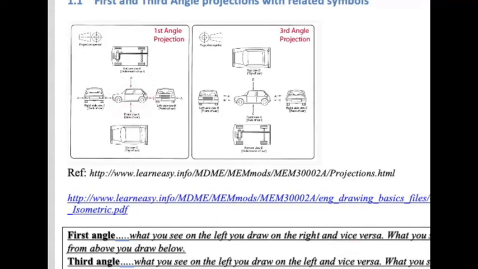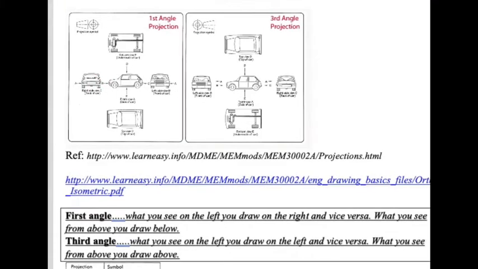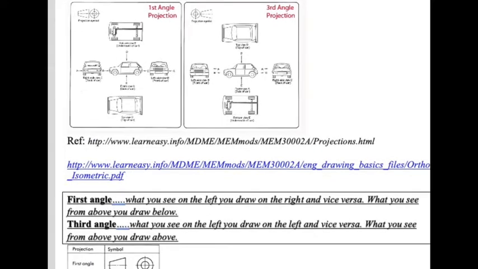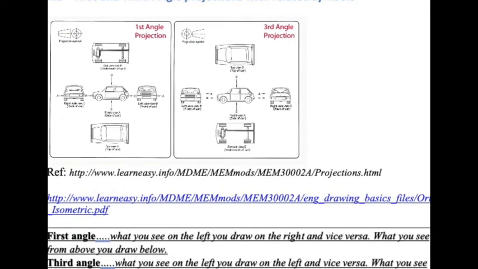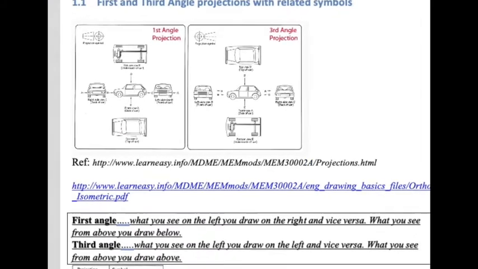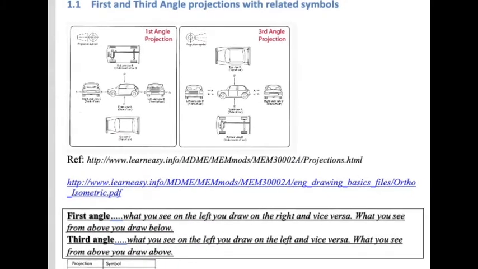So there's our little motor car. What you see from the left-hand side, you draw on the right-hand side. And vice versa. What you see from the right-hand side, which would be the back of the car, you would draw on the left-hand side. And similarly, what you see from above, you draw below. So looking from above, you would see the top of the car. Where do you draw it? Below the car. That is called first angle projection, and the projection symbol for that looks as follows.